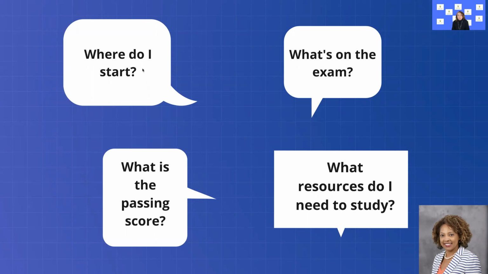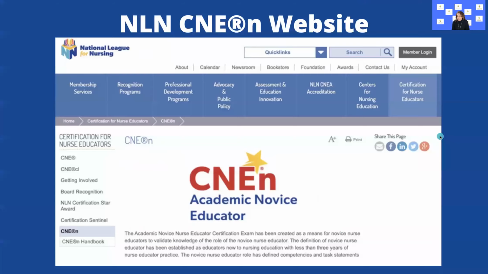Where do you start? You start with the exam blueprint. NLN, they truly do practice what they preach. They share with us some best practices that we should follow, but they also role model those practices for us. And we're going to take a look at an example of that when we review the exam blueprint. What resources do you need to study? We're glad you asked, because we have that information available for you today as well during this session.